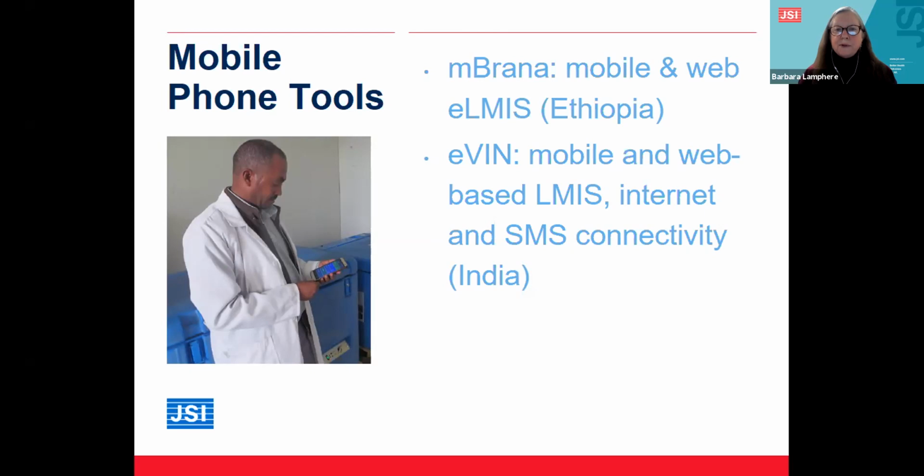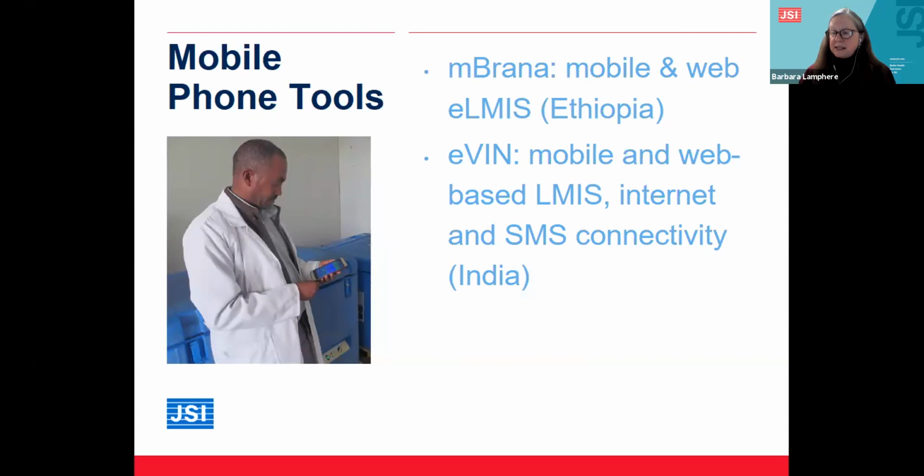So here are two examples of mobile phone tools. Embrana, which is used in Ethiopia and has both a mobile and a web component. It's a vaccine inventory management system. And it was developed in response to challenges that the Woredas, the districts in Ethiopia, were facing in connecting with the commodity management information system, the web-based system. So it's interoperable with the upstream system, and it syncs with the national dashboard.